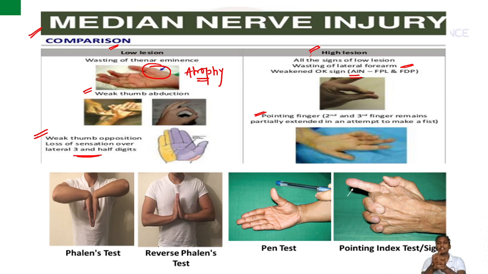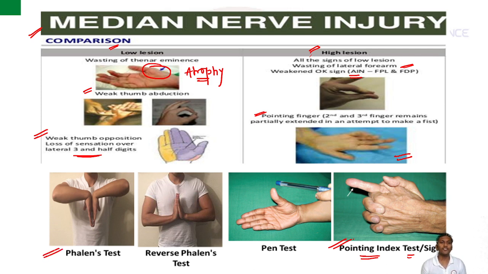Sometimes only the index finger is affected, and this is what is seen when we ask the patient to flex the fingers or make a fist. This is known as a pointing index sign, and it is used to assess median nerve injuries. So this is the pointing index test, and this is the Pope's hand or benediction hand deformity, right?